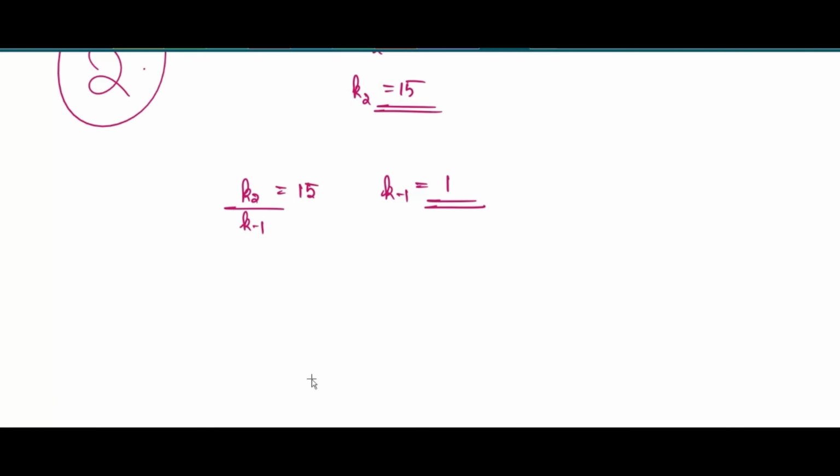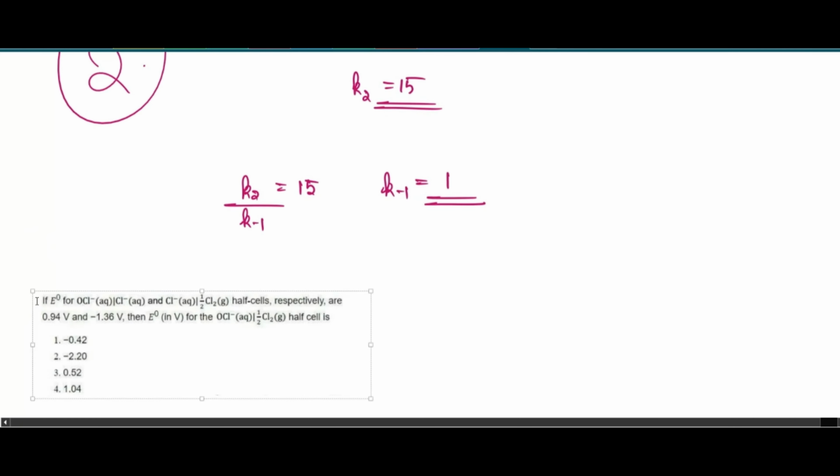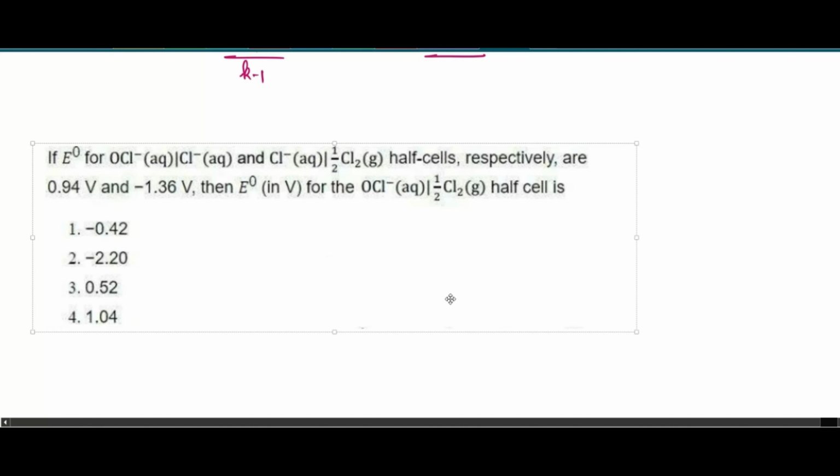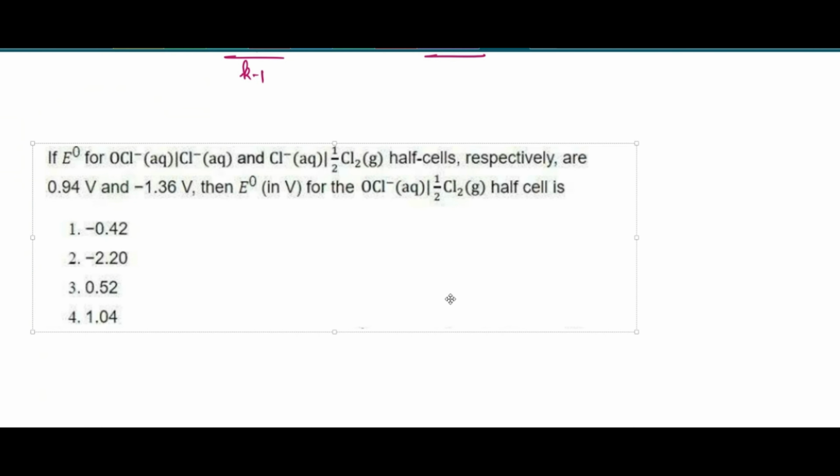അടുത്ത question നോക്കാം. If E naught for OCl minus aqueous to half Cl2 and Cl2 becoming Cl minus aqueous, with the half cells respectively being 0.94 volt and minus 1.36 volt, then the potential in volt for OCl minus to half Cl2. Okay, this is a tricky question.